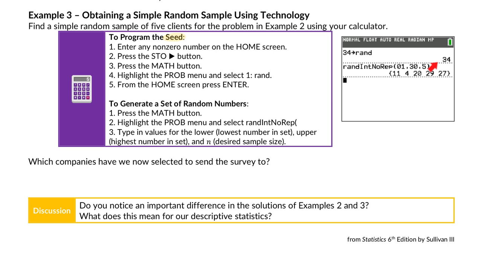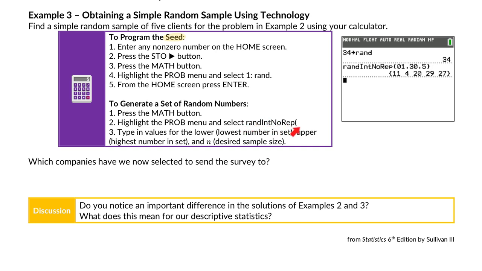Otherwise, you're just going to get a random integer set, which is great in theory, but for class, while we're trying to get our answers to be correct and check our work with each other, we need to use the same seed every time. Once we've set the seed, we actually want to generate the set of random numbers. So you're going to press that math button one more time, go over to the probability screen, and use the last option there called randIntNoRep. That stands for random integer no repeats.